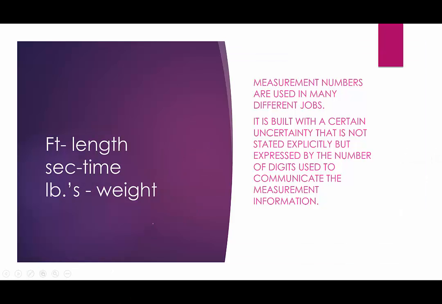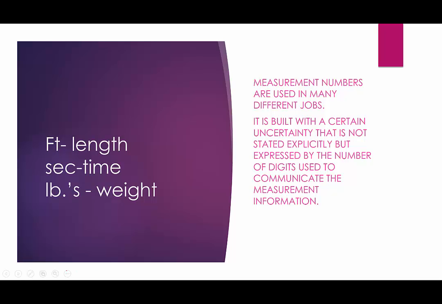All right, so the first thing, there's many different types of measurements that we use, but for this book, the first few that we're going to look at, and it's the main ones, are feet, which is measured in length. Time is measured in seconds, and weight is measured in pounds. And remember, measurements are used in many different types of jobs, and it's built with a certain uncertainty that is not stated explicitly but expressed by the number of digits used to communicate the measurement information.